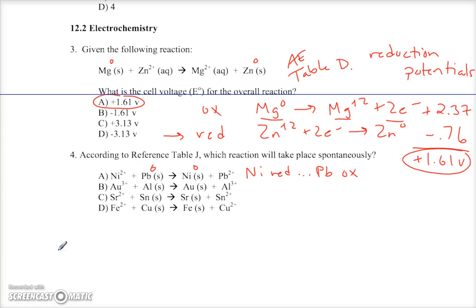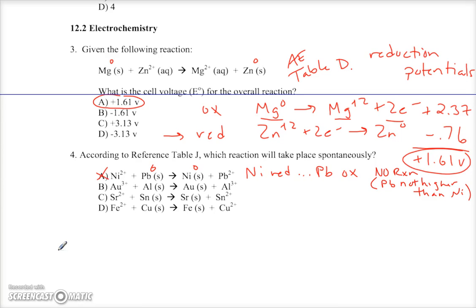So when you go to Table J, in order for this reaction to take place, lead should be higher than nickel. The one that's oxidized is supposed to be higher than the one that is supposed to be reduced. And if you go to Table J, you will see that this is not the case. Lead is not higher than nickel. Nickel is higher than lead. So this is no reaction, and that's because Pb is not higher than nickel. So it is not choice A.